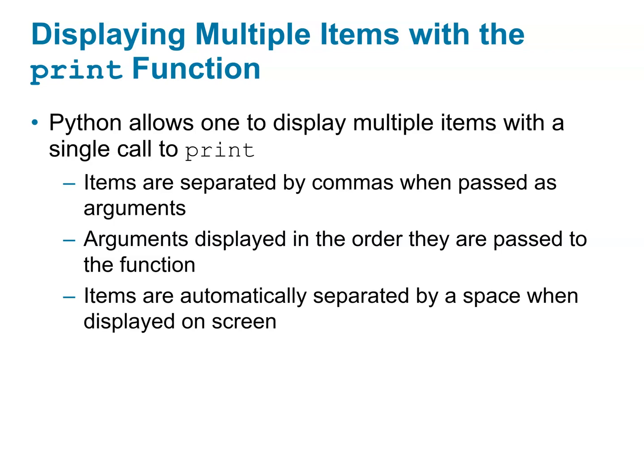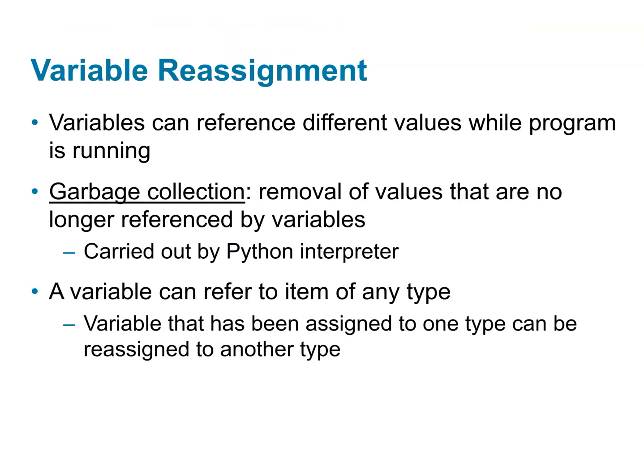We're going to display multiple items with the print function by separating them with commas, and they're displayed in the order that's passed to the function. Again, we'll see this in the demos. Items are automatically separated by a space when displayed on the screen.